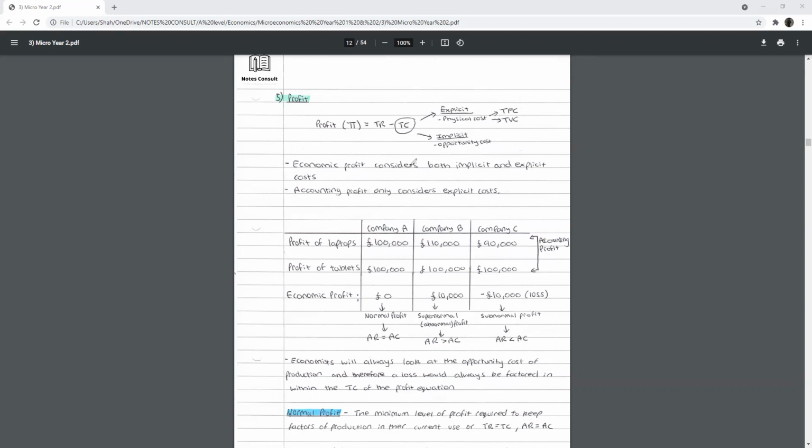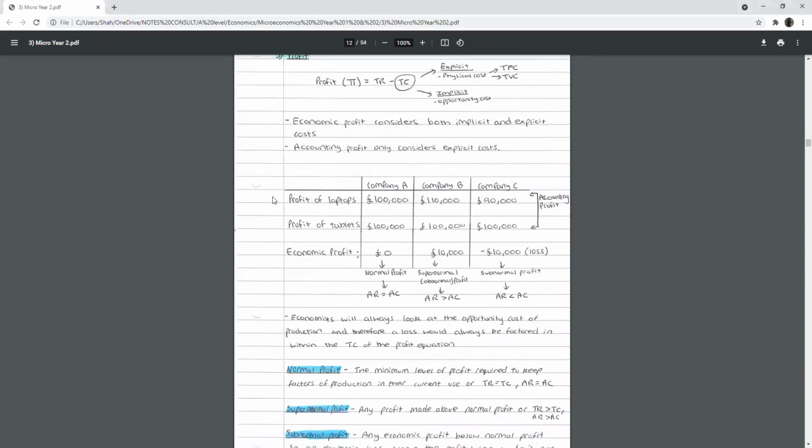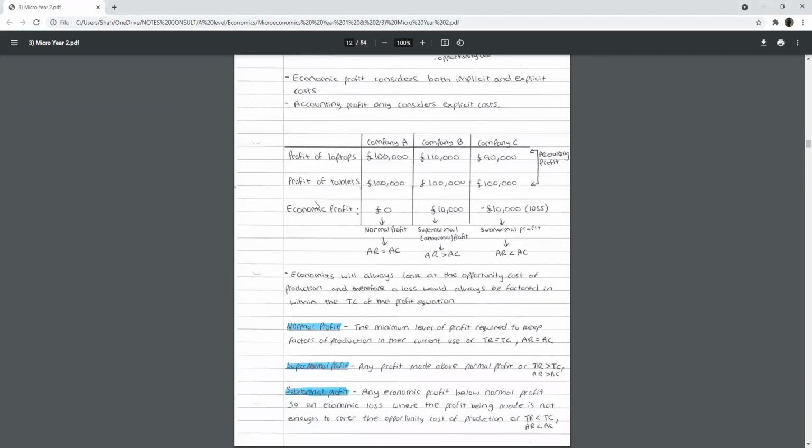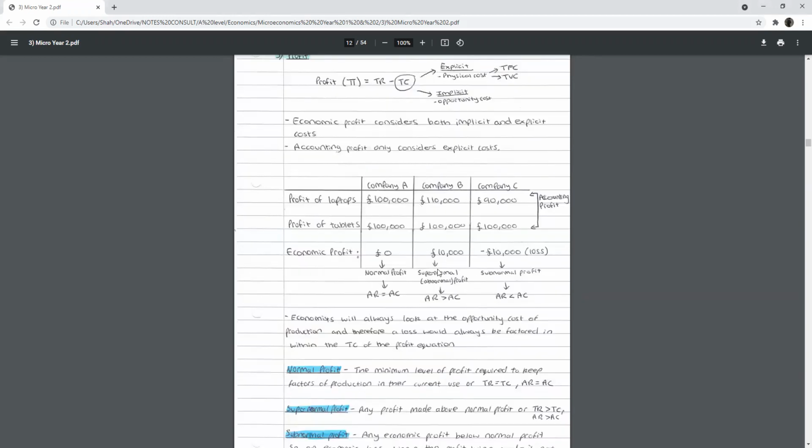Remember what opportunity cost is? Yeah. So it was the cost of the next best alternative forgone, yeah? So just remember that for economics, we consider two types of costs. We can show this with an example here, where we have three different companies, company A, B, and C. All of them are currently producing laptops, okay? They're not producing tablets right now.